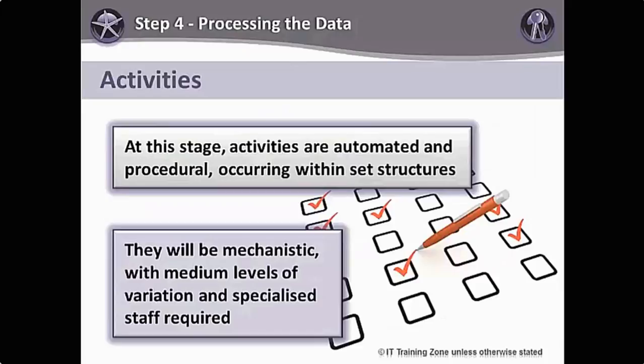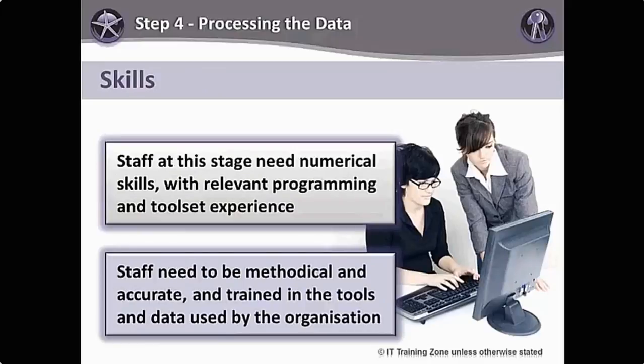The activities in this step will again be automated and procedural, occurring within set structures. They will be mechanistic, with medium levels of variation, and specialized staff will be required. The skills required to carry out these activities will be numerical skills, with relevant programming and toolset experience. Staff will need to be methodical and accurate, and apply relevant training to their roles. The precise nature of the training will depend on the organization and the types of tools and data in use.